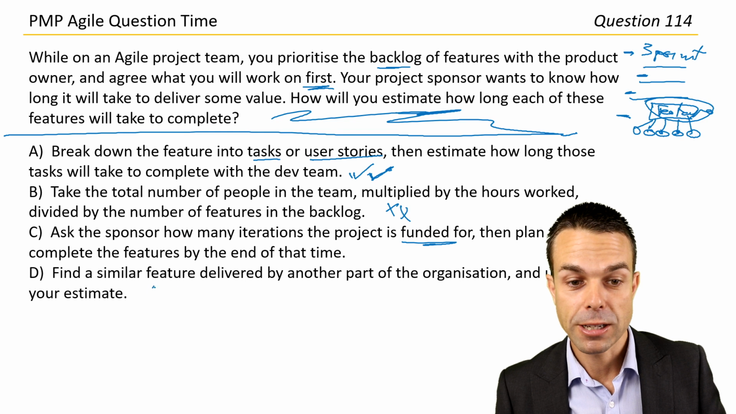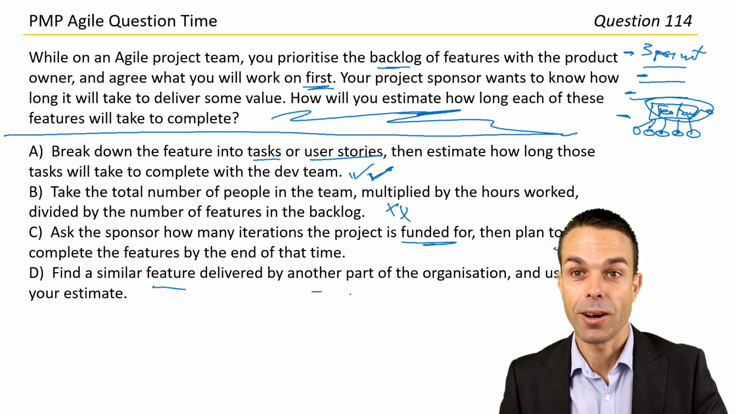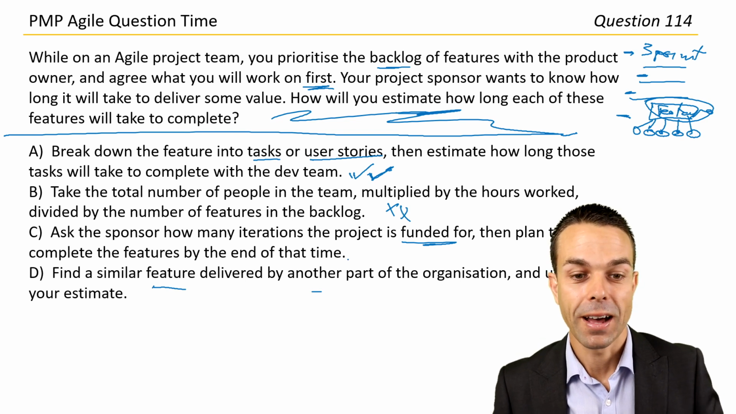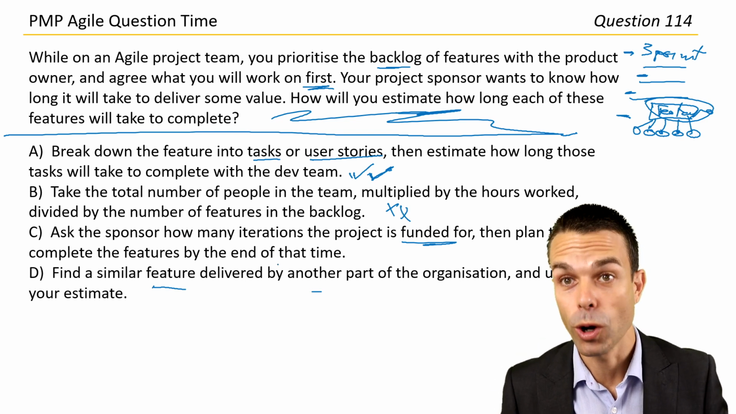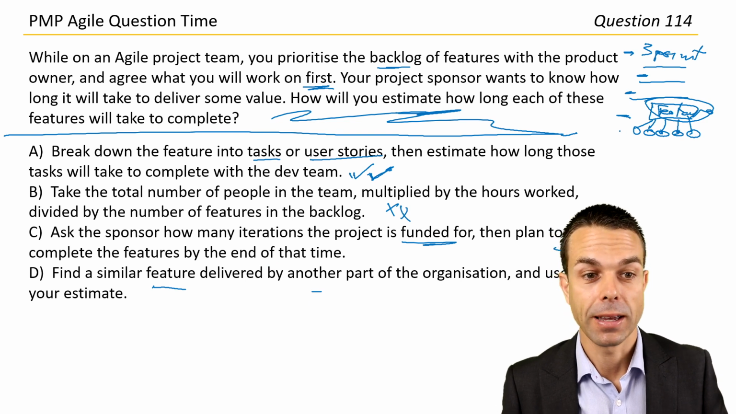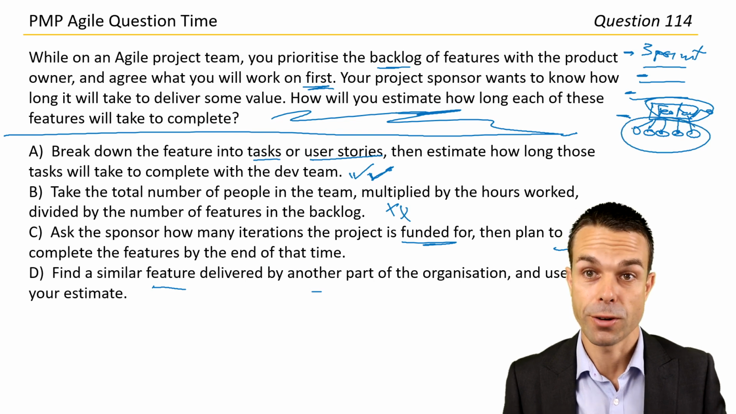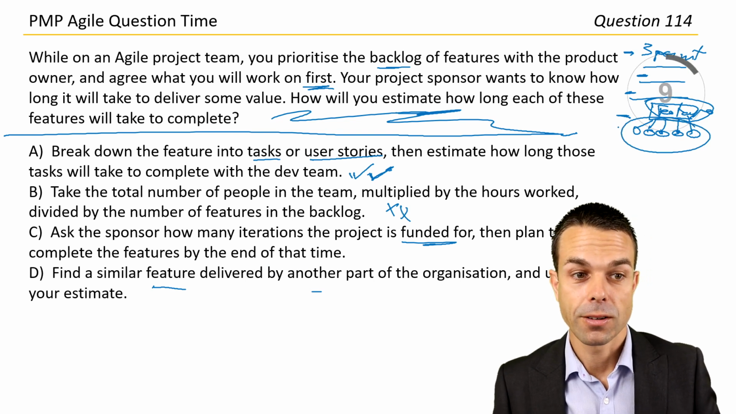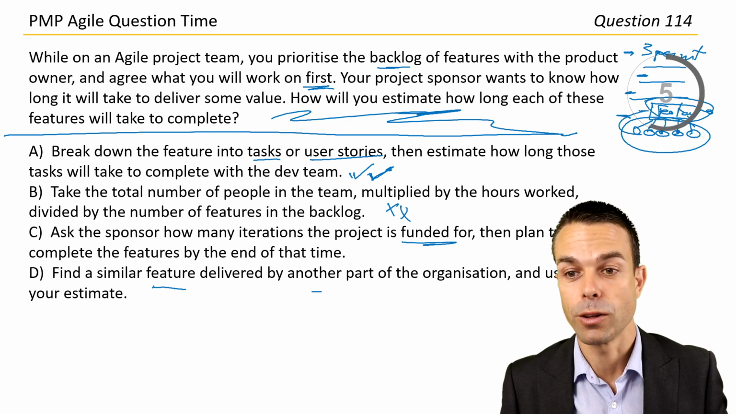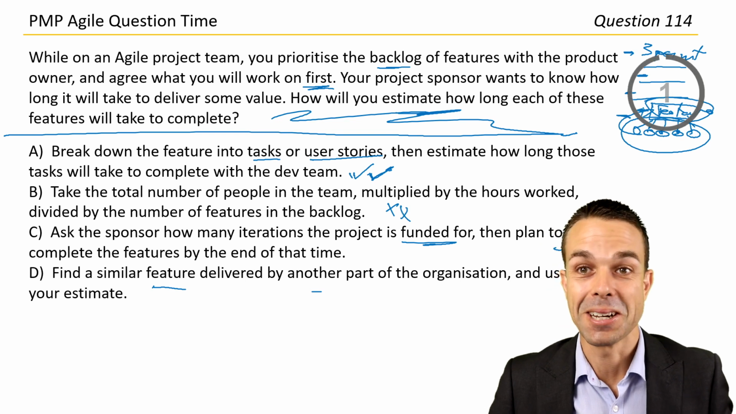Find a similar feature delivered by another part of the organization and use that as the estimate. That's our analogous estimating. So we're using an analogy or something similar. While that can work, and you may use that to estimate on your cards, in this case, it's not the best answer, because we're wanting to get an idea of the feature. And basically this will give us the best idea by using points and feeding those back up into the feature. So all of that to say, let's go with answer A.